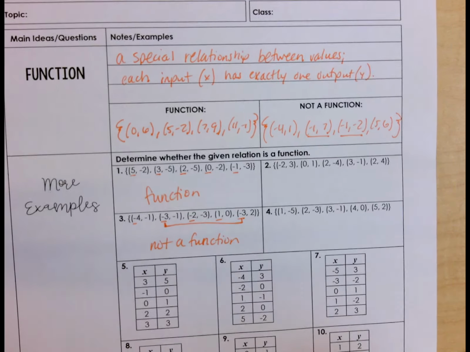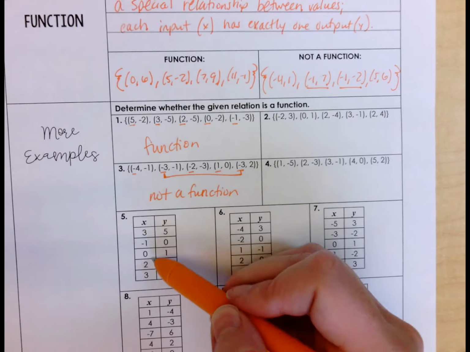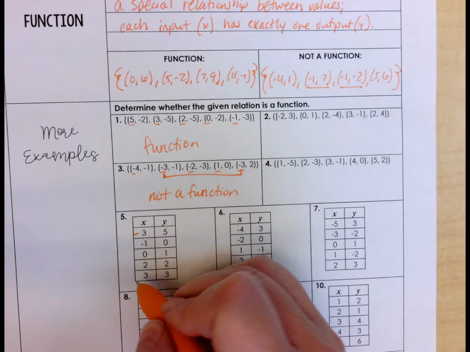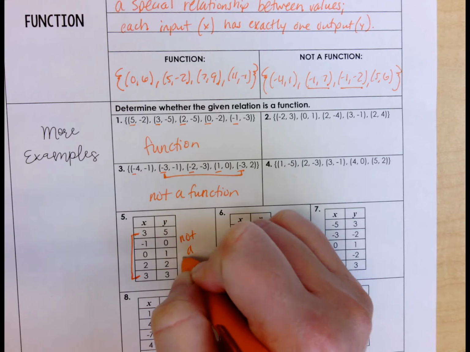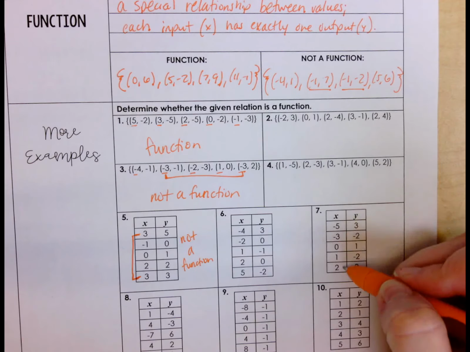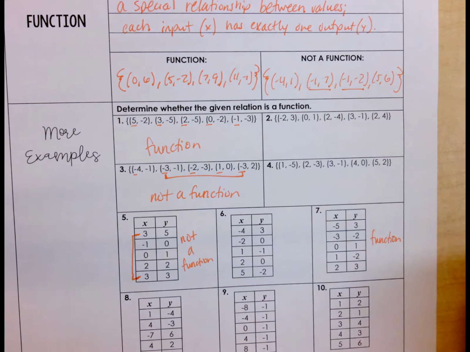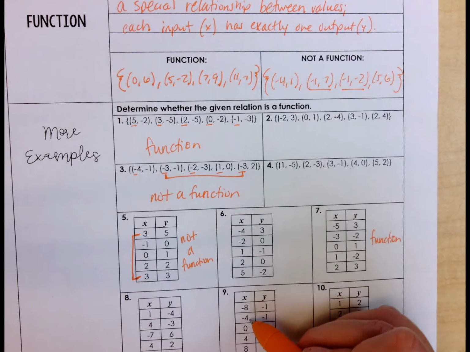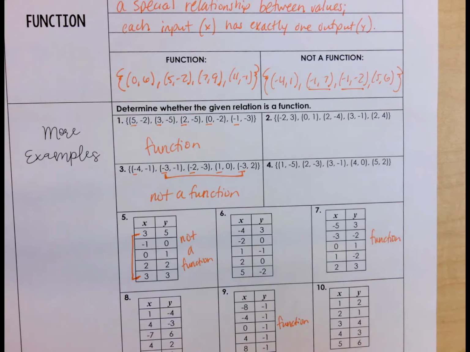Sometimes it's a little bit easier to see it in the example of a table. So here we look here, notice that this and this are repeating x values, so it's not a function. Okay. Check here on these, negative 5, negative 3, 0, 1, 2. None of those are repeating, so this would be considered a function. And then number 9, we have negative 8, negative 4, 0, 4, and 8. All of these are different, so they are functions.